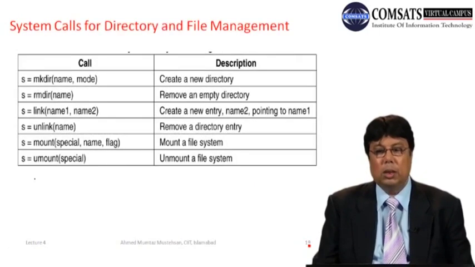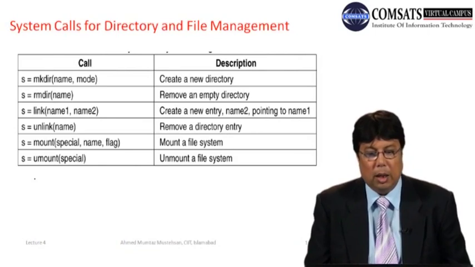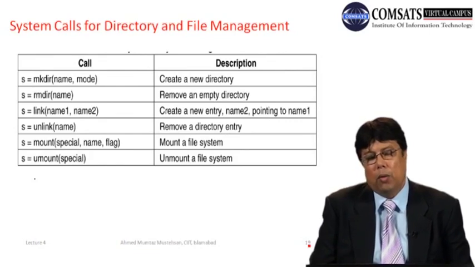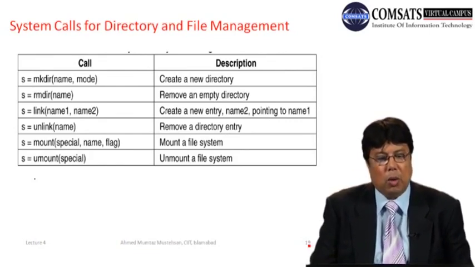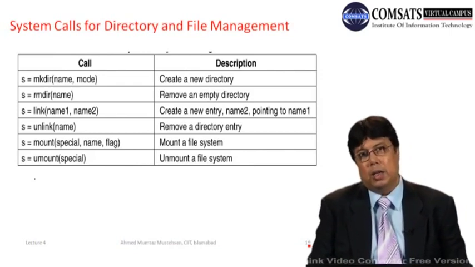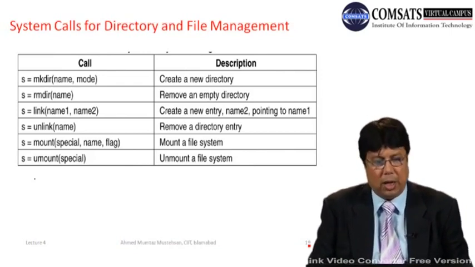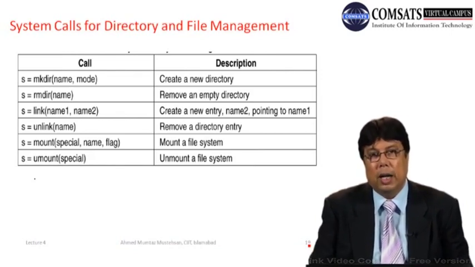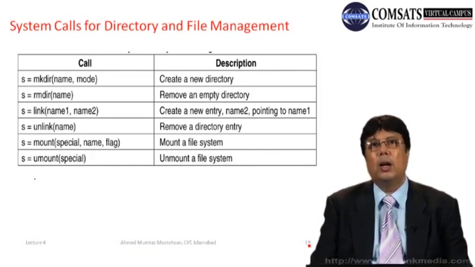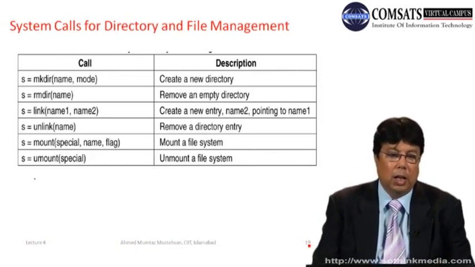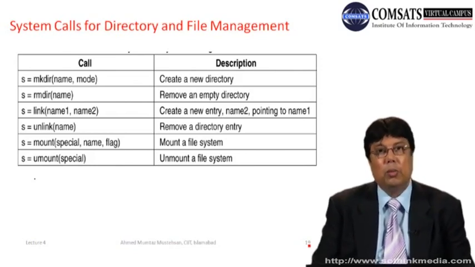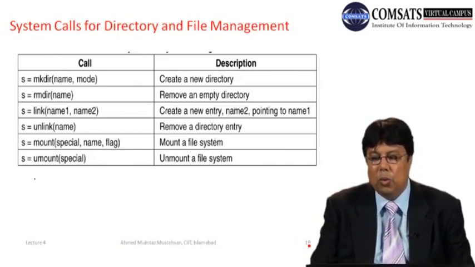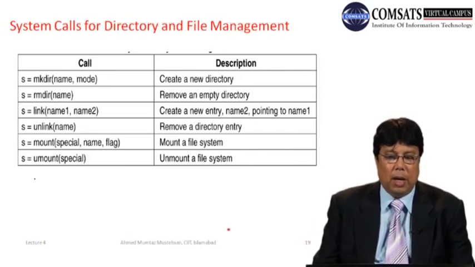Next, a few more system calls for file management, directory and file management. We treat a directory also like a file. So for that purpose we have a few system calls. For example, mkdir means create a directory. And as I told you, a directory is just like a file, but it has certain features attached to it. It may contain a folder that further contains a folder that may further contain a file, so it's a hierarchical structure. If you want to remove a directory, you can use the rmdir command. Link creates a new entry, name2, pointing to name1. This is something very interesting.